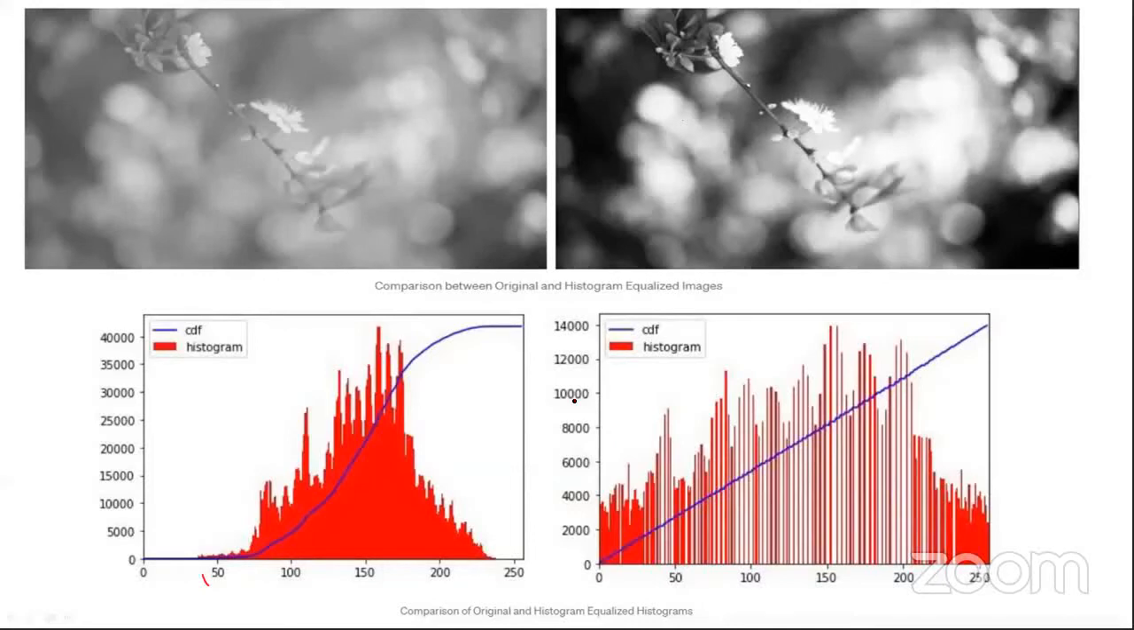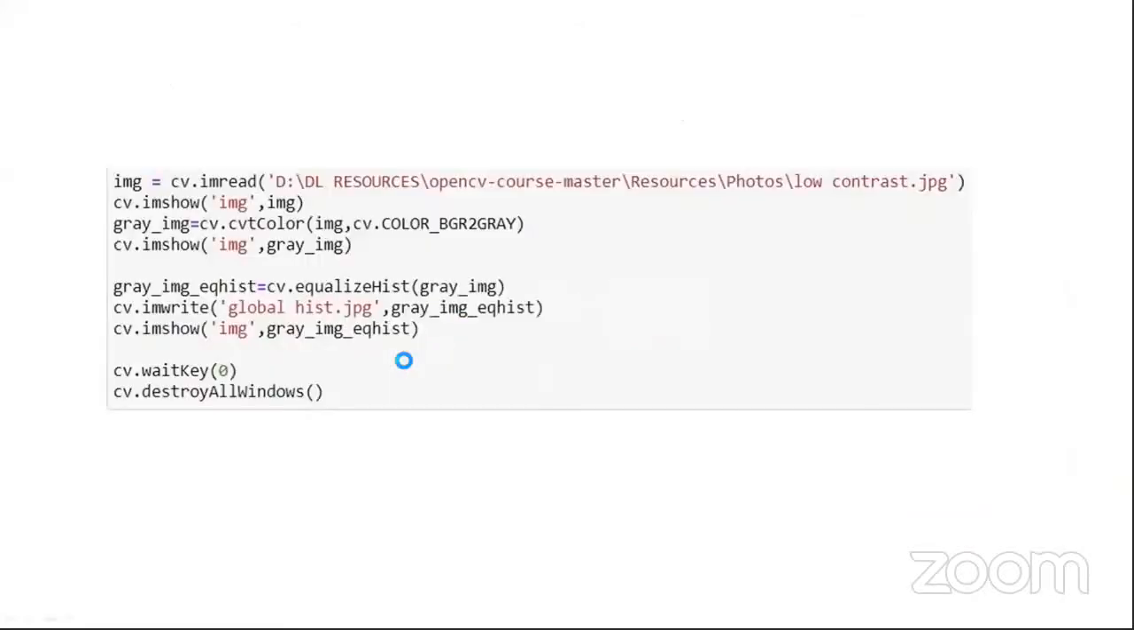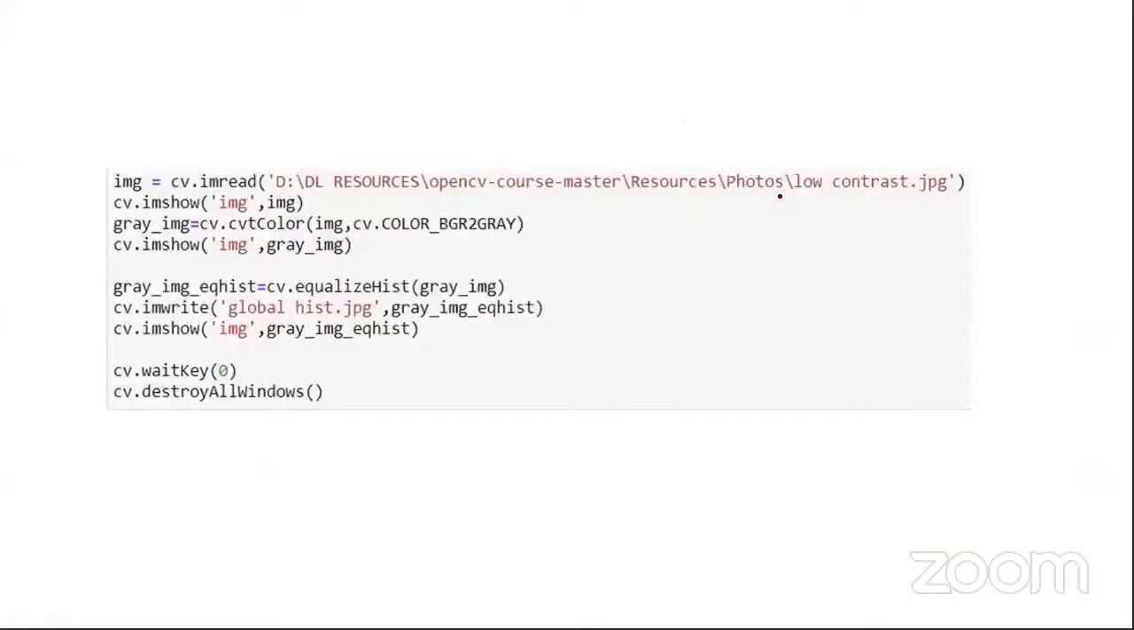So when you apply the histogram equalization, this is what you will get. After applying simple histogram equalization using the equalizeHist function, this will be the histogram which you will get, and corresponding to this you will get this image. Here you can see how we implement it.